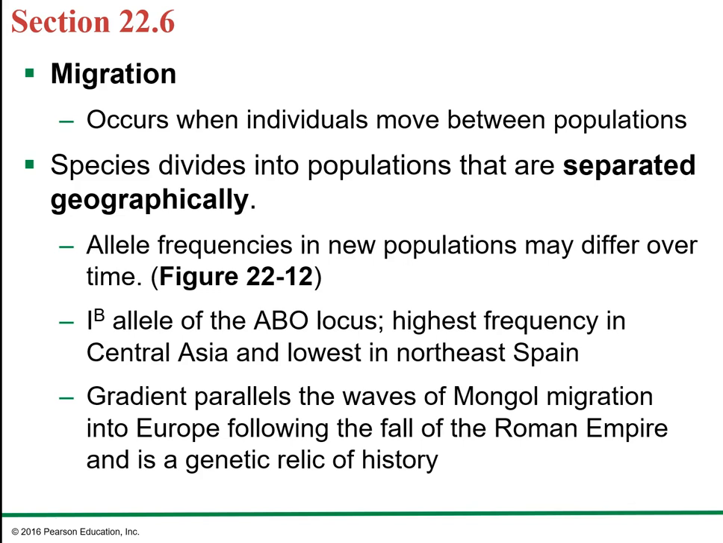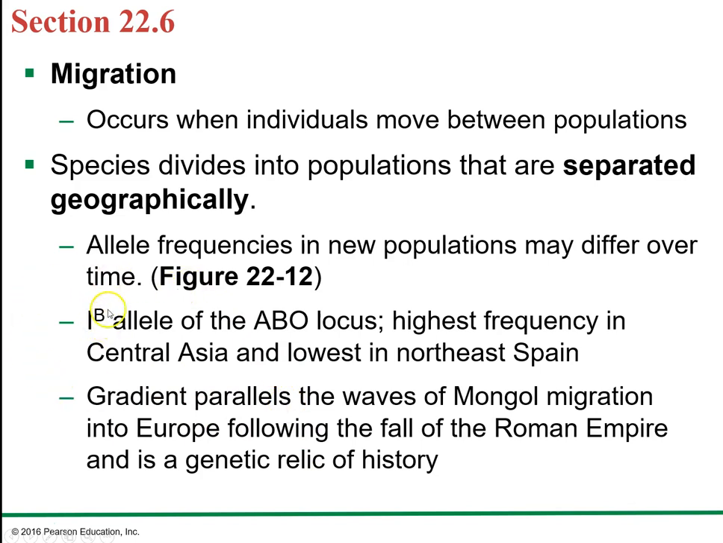A species divides into populations that are separated geographically, right? So you can have a geographical separation of populations, and then over time, you may see that these allele frequencies will start to change. And so there's an example. The book gives an example here of blood type.